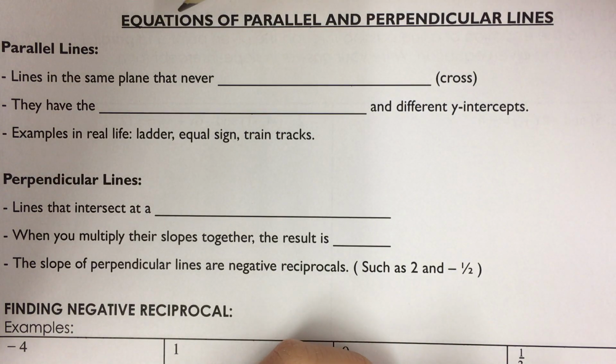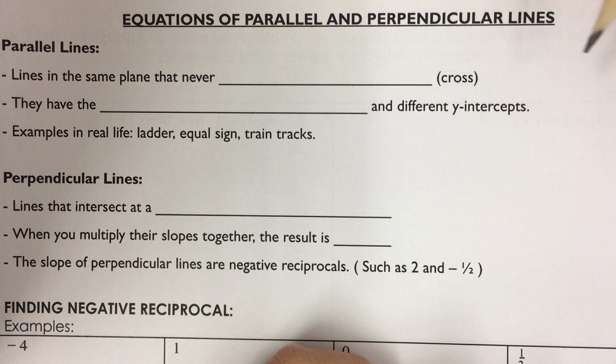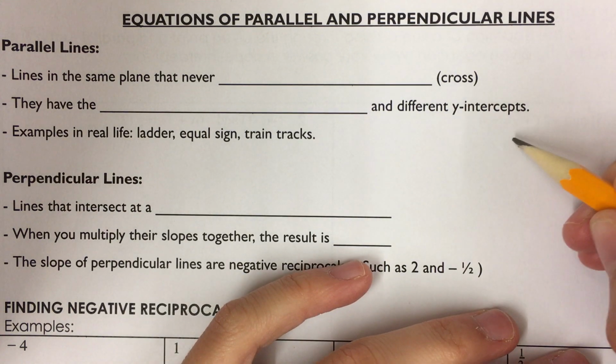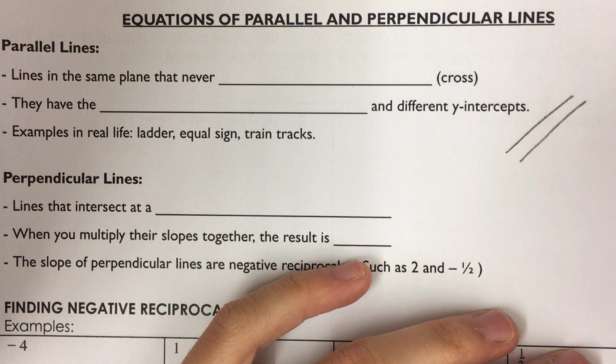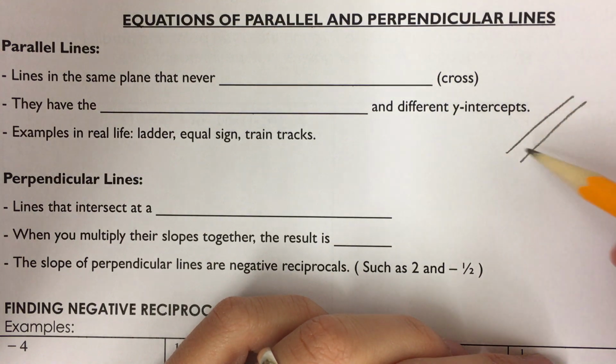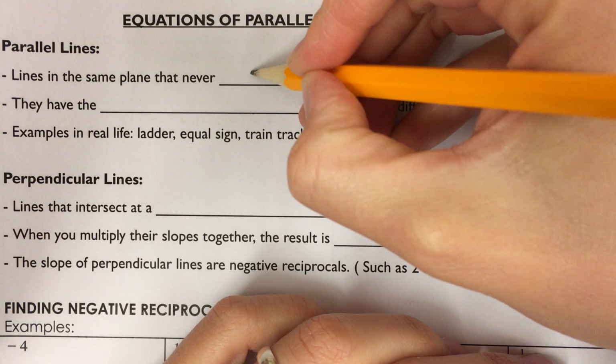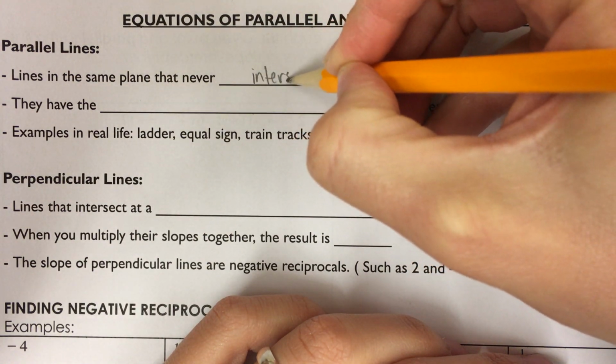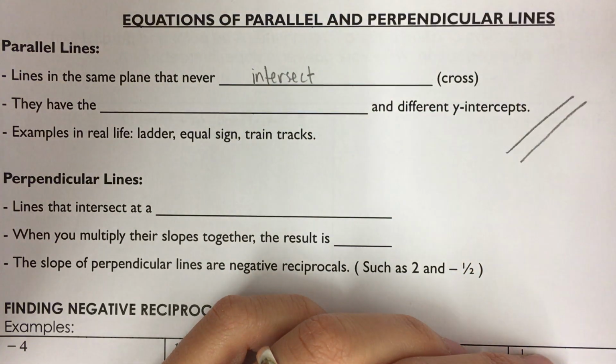In this lesson, we're going to learn about equations of parallel and perpendicular lines. Okay, now parallel lines look like this, right? They are lines in the same plane, so you'll talk more in geometry about planes. But for right now, they're lines in the same plane that never intersect. This is the word we use in geometry for they never cross. They never touch each other.